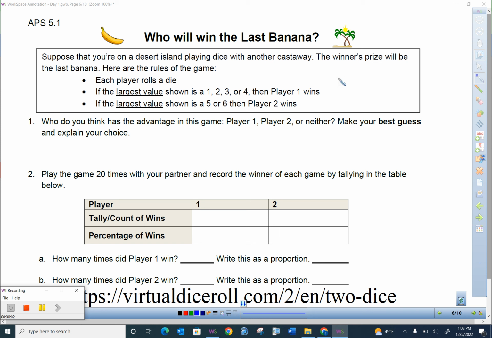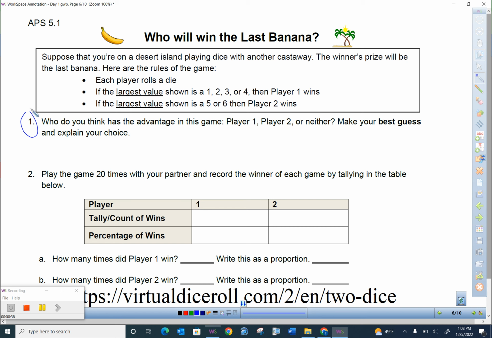Okay, here are the rules. Each player rolls a die, so you're at home, you're going to roll 2 dice. If the largest value is shown 1, 2, 3, or 4, then player 1 is considered the winner. But if the largest value shows a 5 or a 6, then player 2 wins. Okay, so before we simulate this, I want you to take a guess who you think has the advantage, player 1, player 2, and explain why you choose that reasoning.